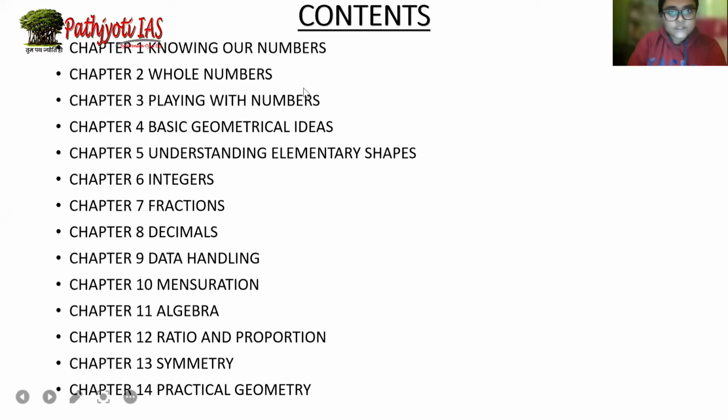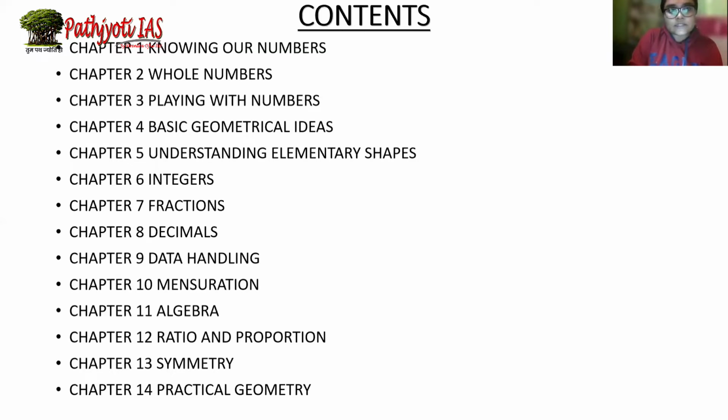So this is the contents of class 6. Okay, first is knowing our numbers. So as we know, numbers are arithmetic values, or the basic base of any numerical operation. So we will be knowing our numbers, then we'll get to whole numbers. Then we'll get to numbers and how to formulate some of those operations. Then we'll get a basic idea of geometrical ideas. Then we'll work with elementary shapes, like we know already, I guess, circles and triangles and all of it. And then we'll move forward and we'll learn about integers, fractions, decimals, as it progresses.